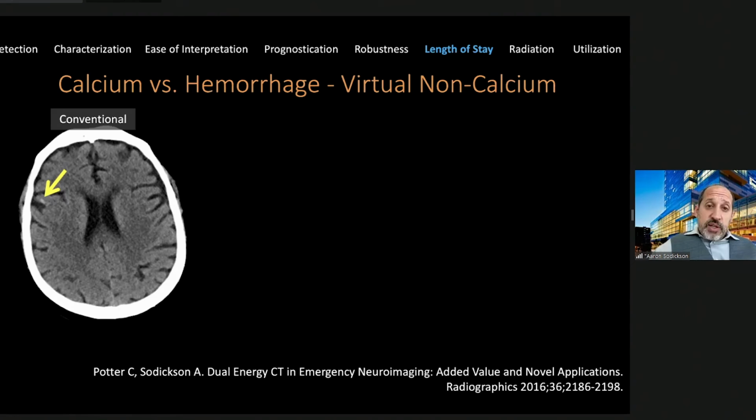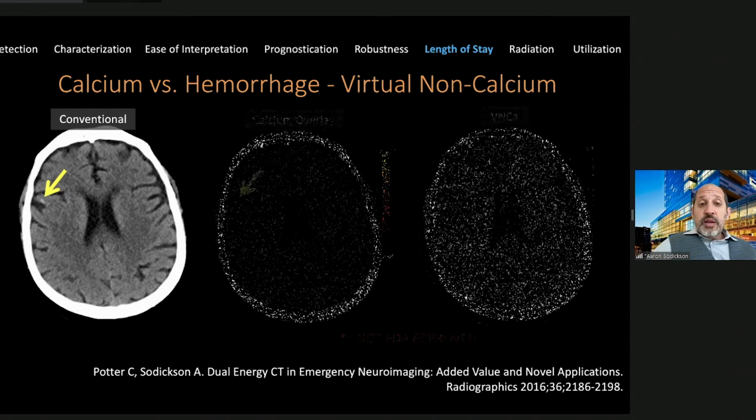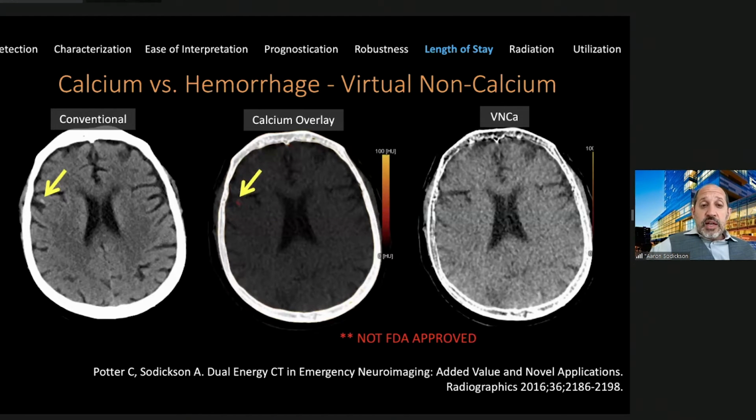So we keep the patient in the ED for 6 hours and we do another scan and it looks exactly the same. And we still don't know whether this is calcium or hemorrhage. We do know that it hasn't changed in 6 hours, so we're fairly reassured that it's not an expanding hematoma and that the patient can go home. But what we now do for all of our non-contrast head CTs is we use this algorithm to do not now an iodine overlay, but a calcium overlay image.